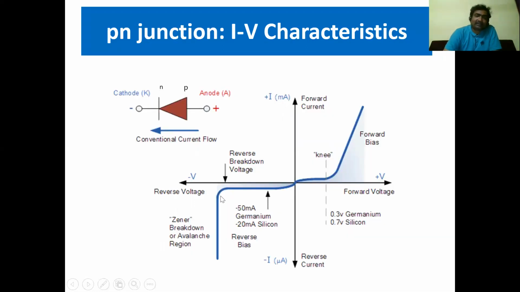There is a rapid increment in the current after a particular reverse bias voltage. At this particular situation, covalent bonds in the PN junction break down and there is a large increment in the current. This particular reverse breakdown is called as Zener breakdown or avalanche breakdown.